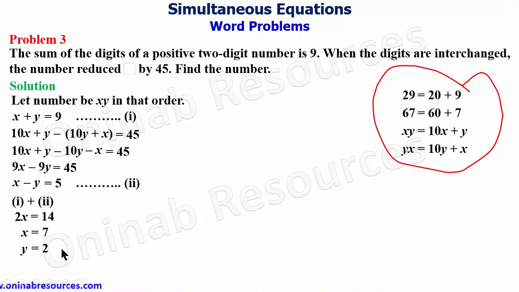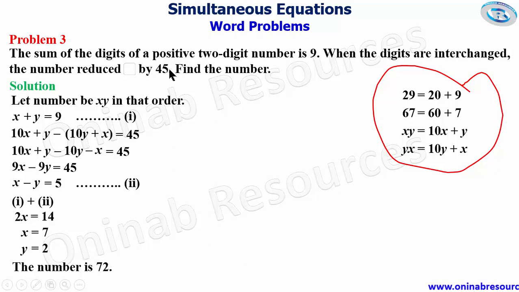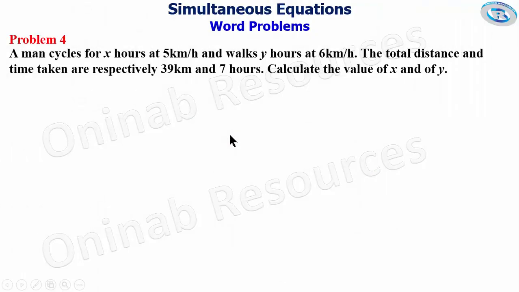So that is all. We then conclude that the number is 72, since when the digits are interchanged, it is 27, thereby reducing it by 45 as stated in the problem. That's all for problem 3. We then go to problem 4.